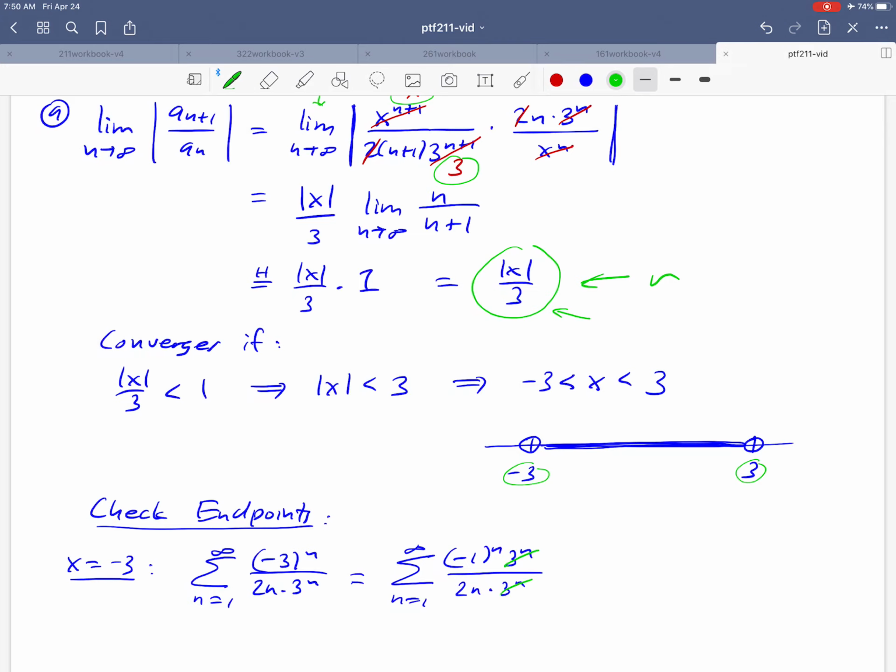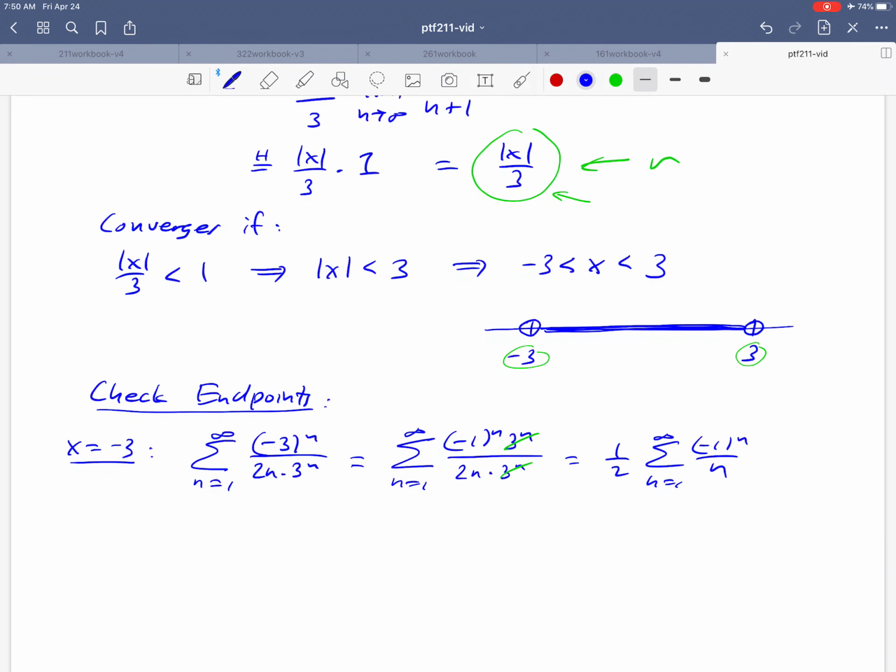Notice that the 3 to the n's cancel, and what we are left with, if we pull the 1/2 out, is 1/2 times the sum from 1 to infinity of -1 to the n over n. Is that a convergent series? Notice that it's an alternating series, and you might recognize it as a series that you already tested for convergence back when you studied this. We can confirm that just by direct calculation down here. It converges by the alternating series test because of two things.